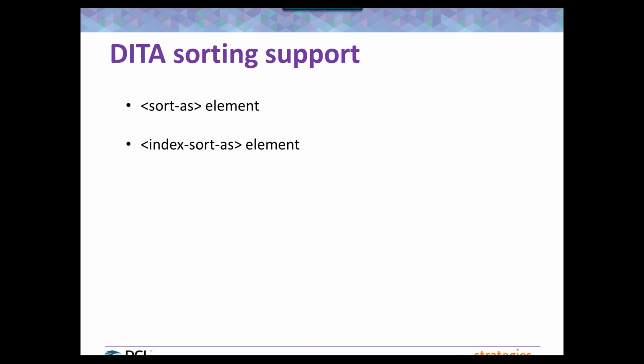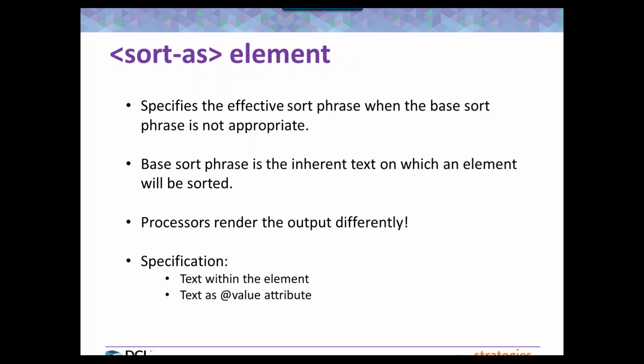So those are the attributes. And let's talk about some of the elements that we have at our fingertips for controlling how things sort. So the obviously named sort as element specifies the sort phrase when the base sort phrase is not appropriate. And of course, the first question you ask is, well, what's the base sort phrase? And that is the inherent text on which the element would have naturally been sorted.